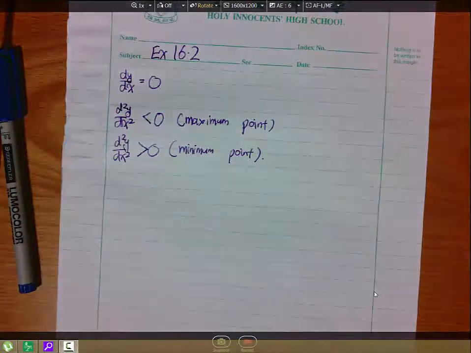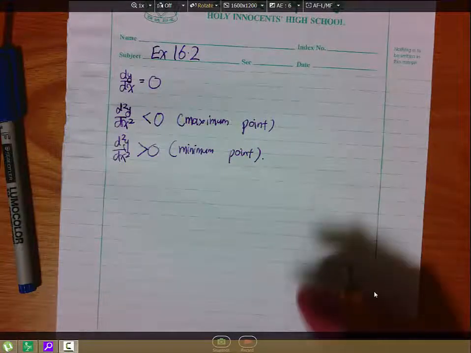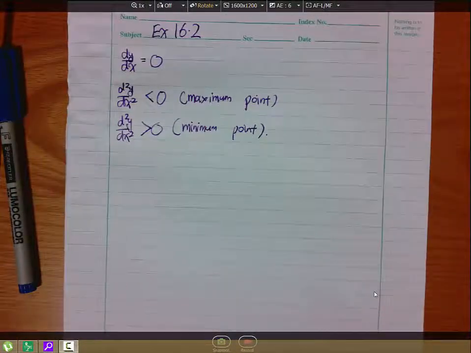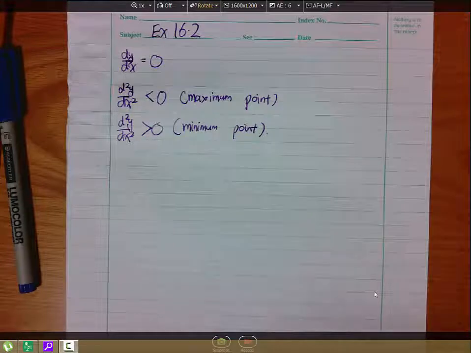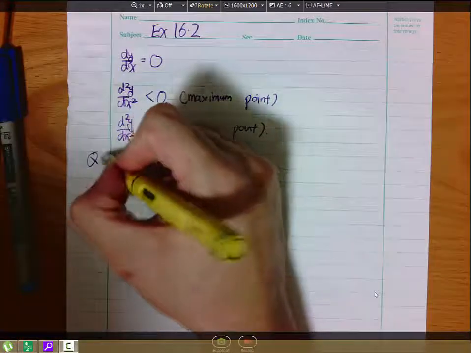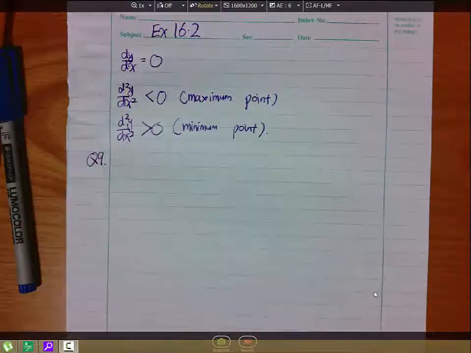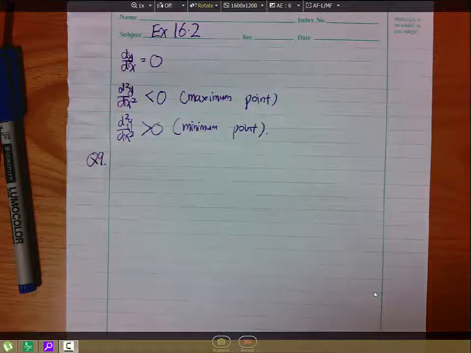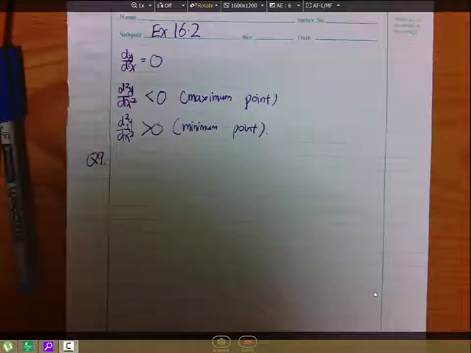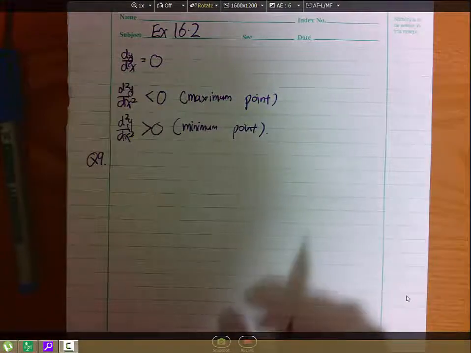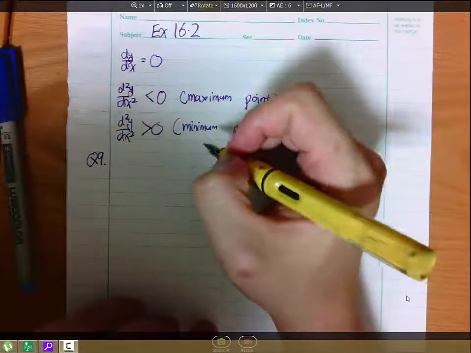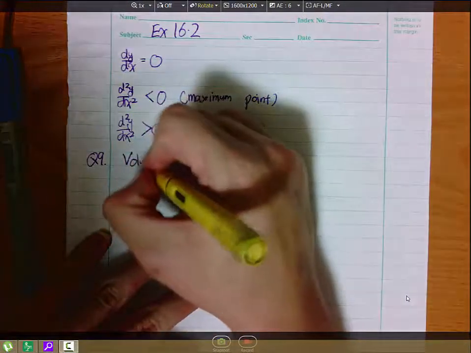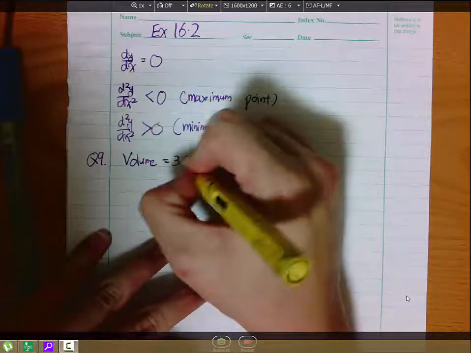Okay, with this in mind, we can actually start with 16.2 already, where we will learn how to apply maxima and minima to problems in real life. So I just give you one single example for this chapter, which is question 9. First, they give us the volume of the box. Volume is equal to 36.